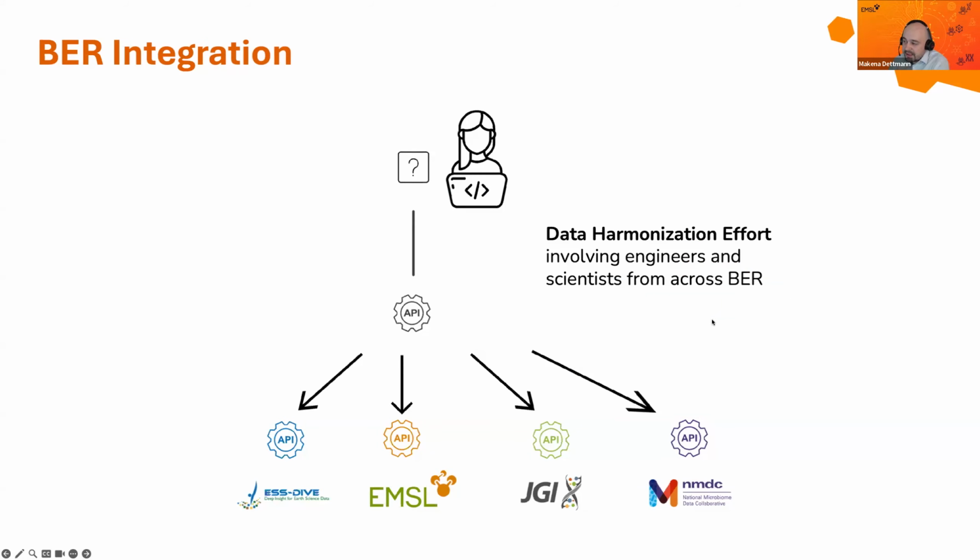Next is the BER data integration effort. So there are these different institutions across BER that each handle different parts of biological and environmental data. And there's an effort that's been underway for over a year now to harmonize our data and make it so that you could essentially make a single API call to a consolidated API that would give you results from all the different resources. So NMDC, JGI, ESS-DIVE, and EMSL.